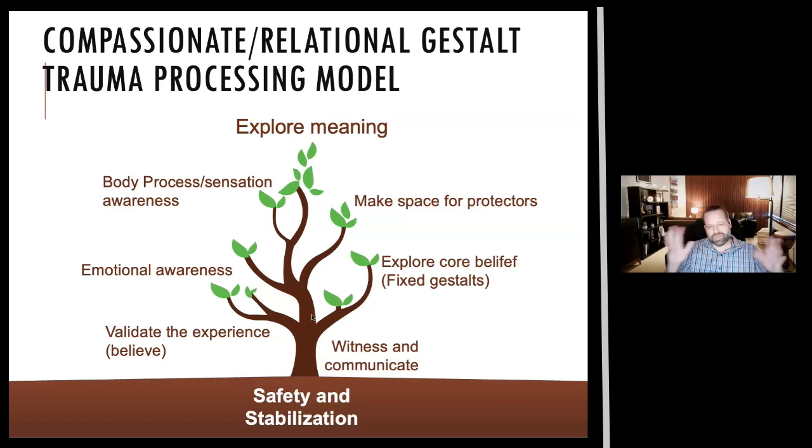Just briefly, because it's there on the right side of the tree, there's this way of exploring and talking about core beliefs or fixed gestalts, so understanding what are those "I'm not good enough, I'm not valuable enough" beliefs that might be there. The next one is the one that I haven't edited. It's not making space for my protectors, it's making space for my antagonist.